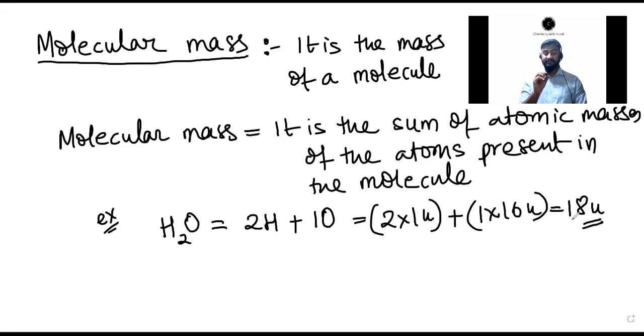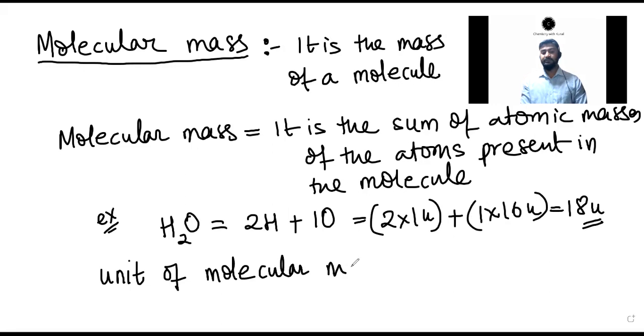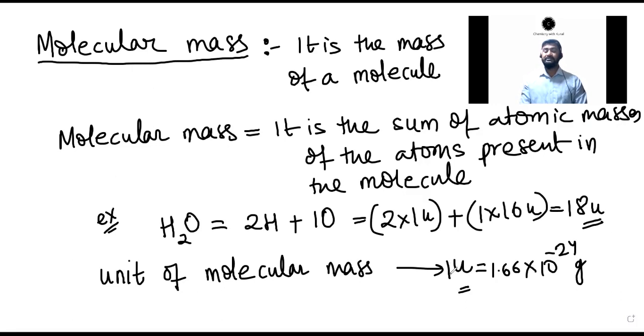Please understand the unit of molecular mass is U. U means unified mass. Unified mass means 1.66 into 10 to the power minus 24 grams. This is the meaning of 1 U. So it's always in U because an atom is small. A molecule is a group of atoms that is also very small. That is why both of their masses should be in U. Okay, this is how we can do it.